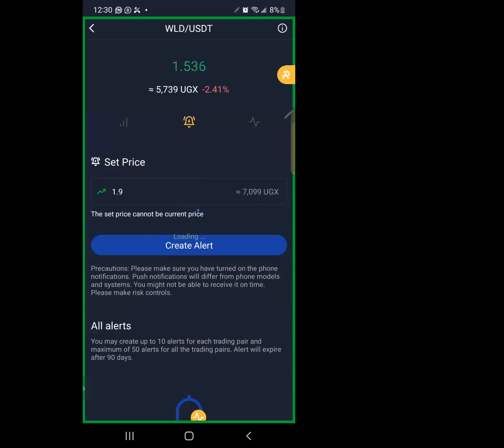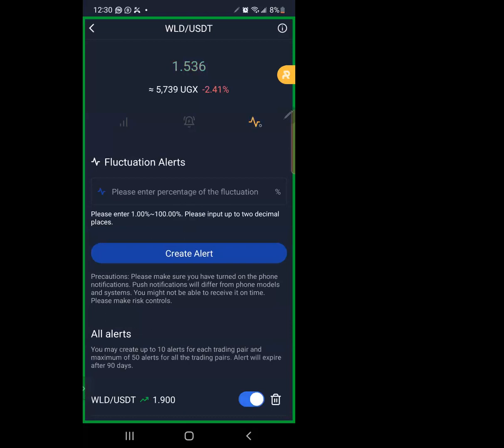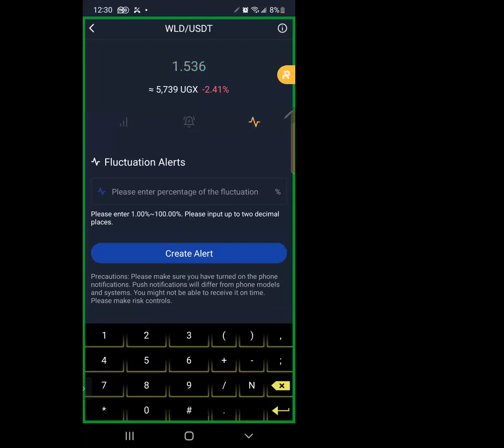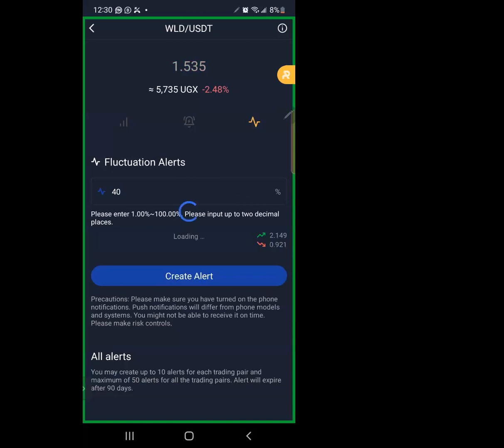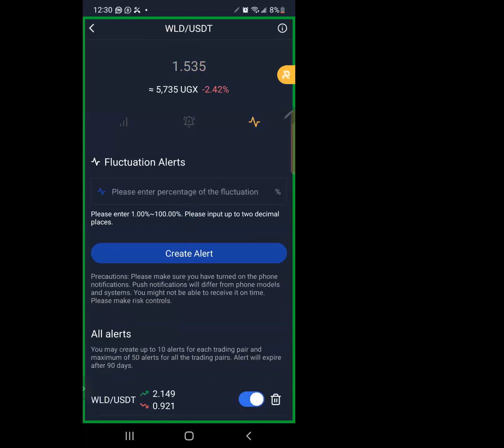And if it dares increase to 40%, I would be very happy. That means it would have hit 2.14, or when it goes down to 0.9. Actually, this helps you to monitor your trades very well, and you decide whether to give them margin calls in case they drop. Or let me tell you something, friends.